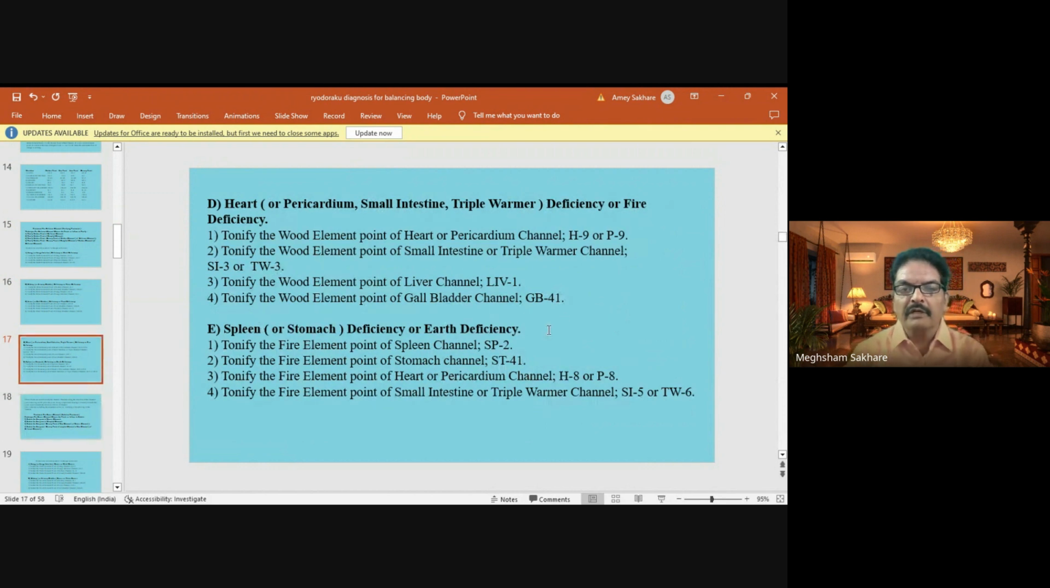Then earth deficiency, that is spleen and stomach. Tonify the fire element. Fire is the mother of earth. So tonify the fire element of the spleen channel, that is SP2, Stomach 41, and tonify the fire element of the heart or pericardium channel, meaning fire channel, that is H8, P8, SI5 or TW6.